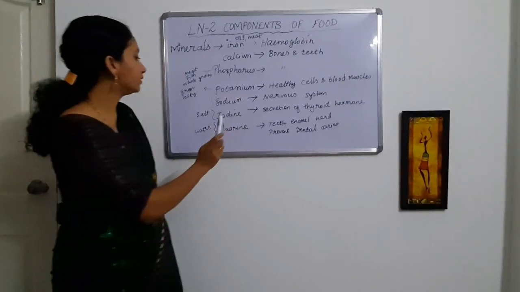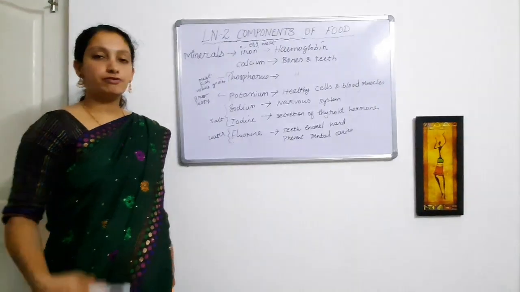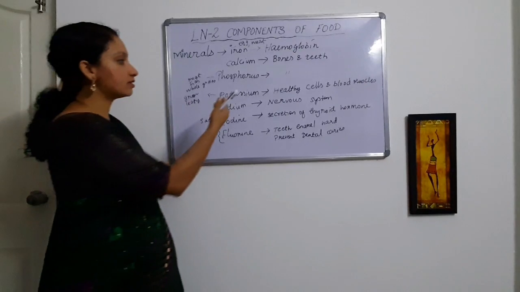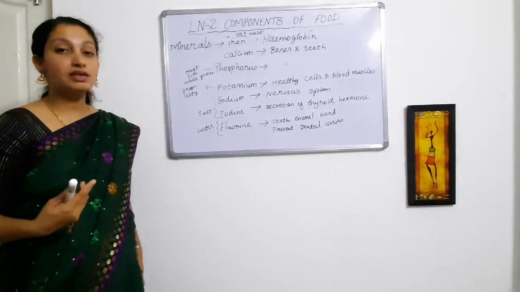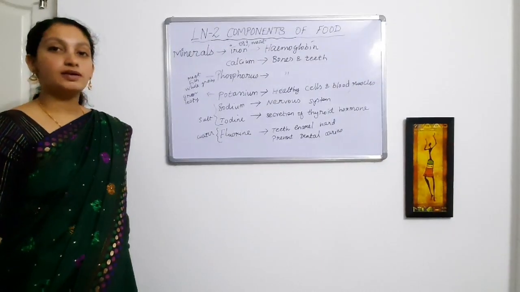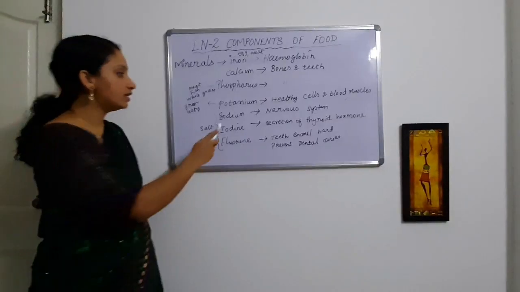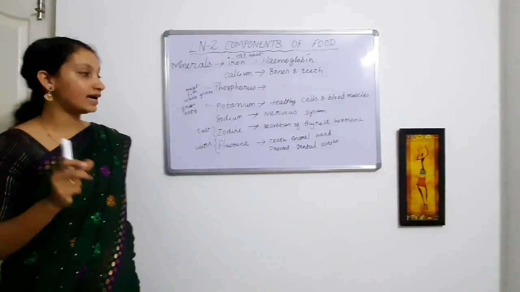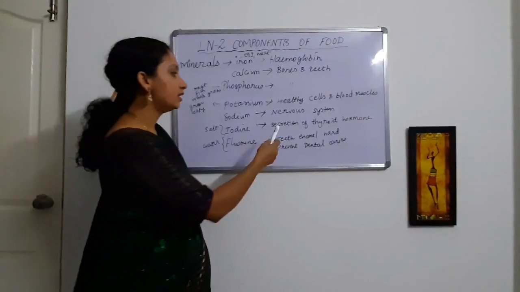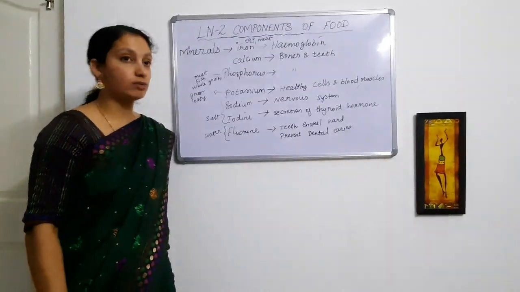Next one is potassium. It is present in green leafy vegetables, for healthy cells, for blood and for muscles. It is very much essential, otherwise we'll have muscle weakness. Next one is sodium. It is rich in common salt. For the proper functioning of the nervous system, we require enough sodium in our diet. Next is iodine. It is present in iodized salt. It is helpful for secretion of thyroid hormone, which is one of the growth hormones.